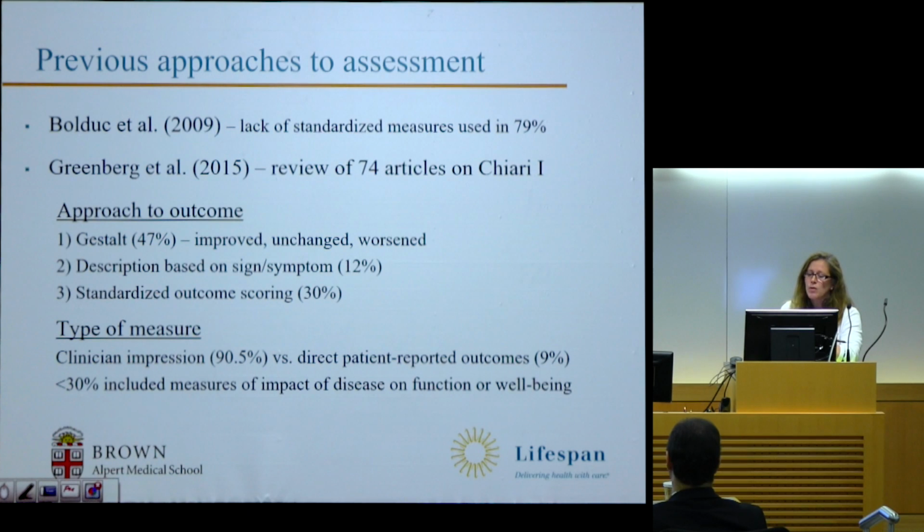In a more recent review of 74 articles on Chiari 1, again, the majority of those are just a gestalt. Is there an impression that the patient is improved, unchanged, or worsened? A small group looked at a particular sign or symptom, a headache or pain, and 30% used some sort of standardized scoring system. But again, the majority was the clinician impression, and very few had direct patient-reported outcomes. And within that group, less than a third really looked at what the impact is. How does that affect the children or the families?